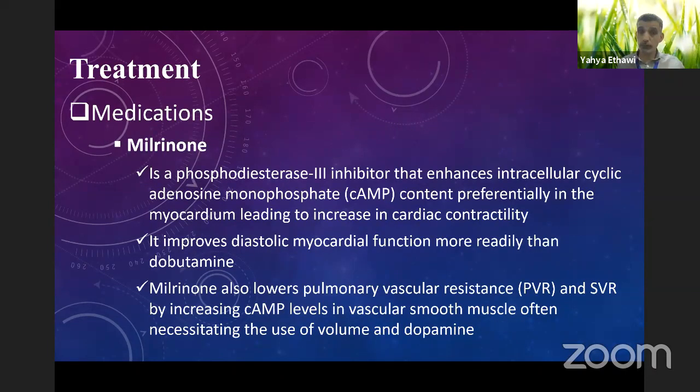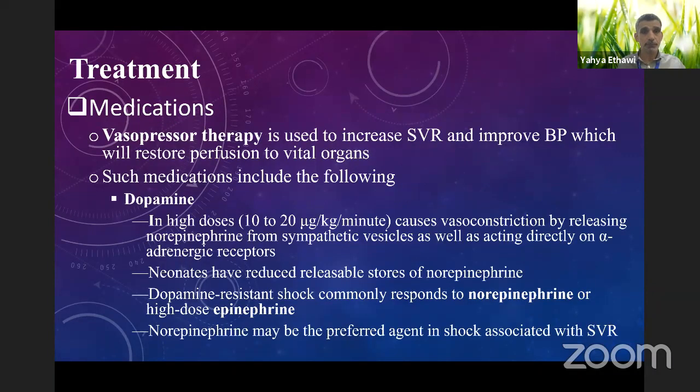Milrinone is a phosphodiesterase type 3 inhibitor, and it has an inotropic effect, so it improves the contractility, but it also has a pulmonary blood pressure relaxation effect. So remember, when you need to treat high pulmonary vascular resistance, you can use milrinone. You can use vasopressors such as dopamine in a higher dose, 10 to 20, because in low dose it's a vasodilator. In intermediate dose it's cardiac, but in higher dose it becomes a vasopressor.